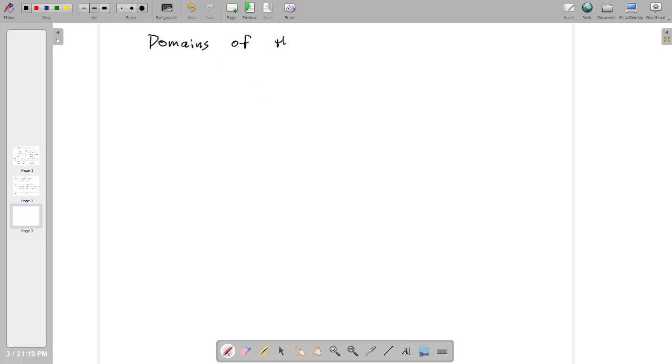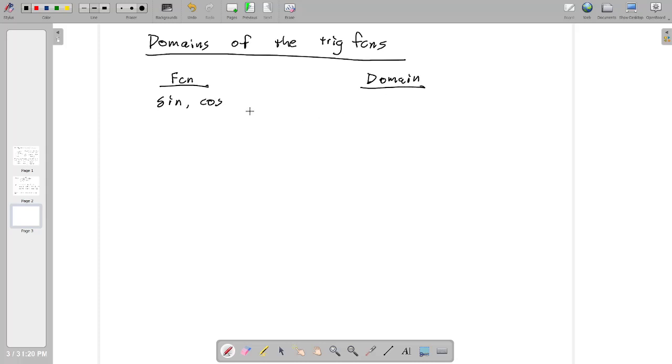Now let's talk about the domains of the trig functions. Later on in the section, we're going to get into graphing these trig functions, but we need to talk about the domain in order to do that. We already know their associations with the unit circle. Sine is y, cosine is x, tangent is y over x. So this is actually going to limit our domains in some cases. For sine and cosine, it doesn't limit at all. The domain for sine and cosine is all real numbers.